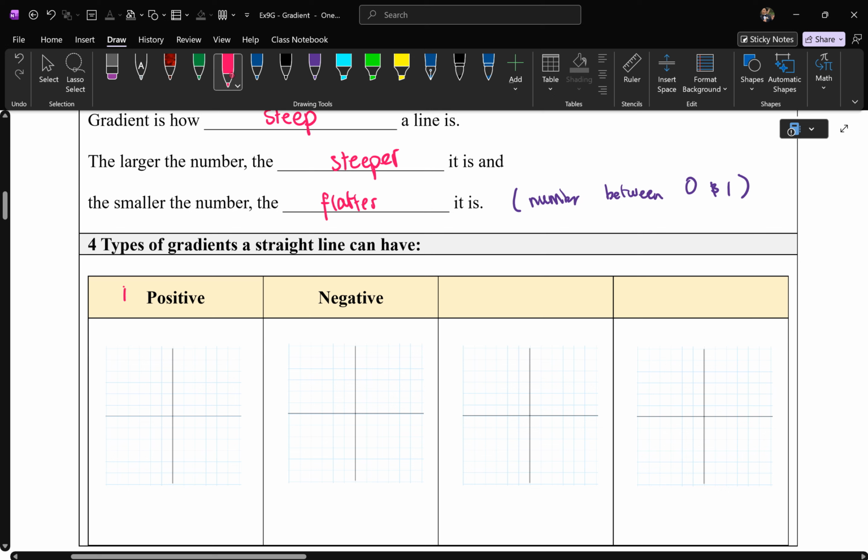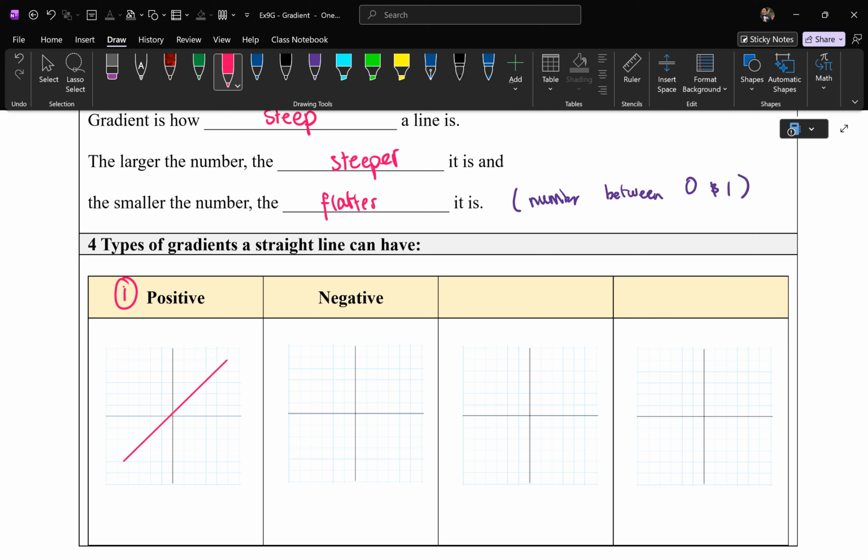So first one is called a positive gradient. It's a positive gradient when the line from left to right goes up. Can you see how from left to right looks like you're going up a hill? That's called positive gradient. If the line from left to right looks like the line's going down a hill, for example like this one, that's called a negative gradient.